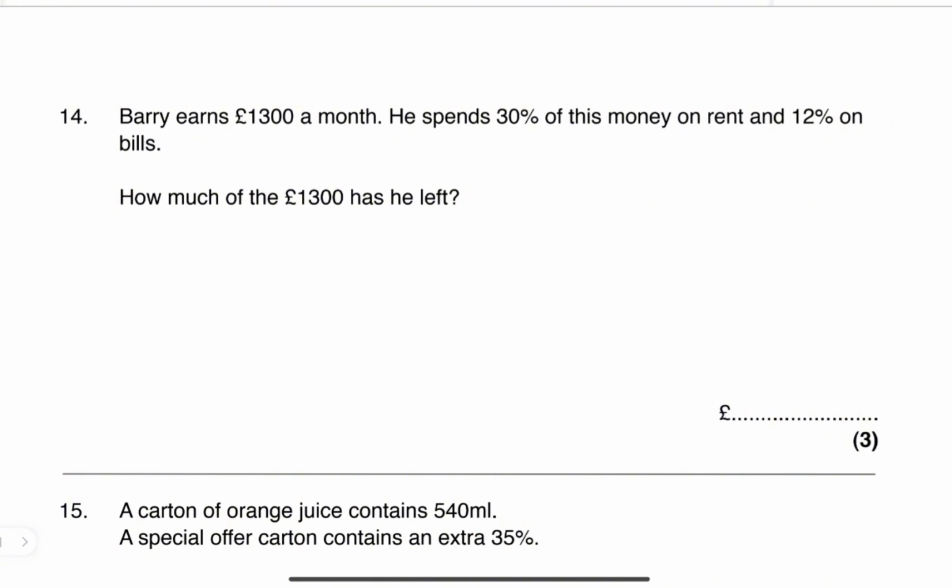Okay. Barry earns 1,300 a month. He spent 30% of this money on rent and 12% on bills. So how much of the 1,300 does he have left? So first, 30% of this money on rent. So what would that be?